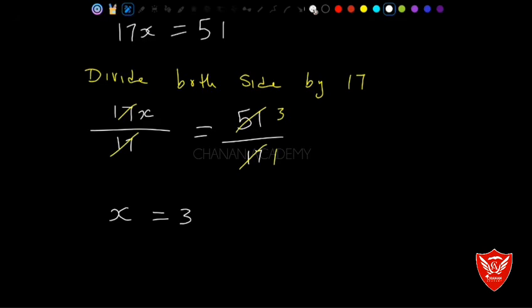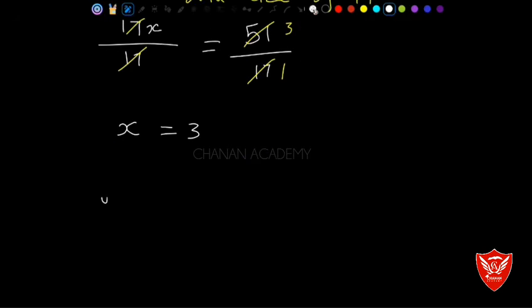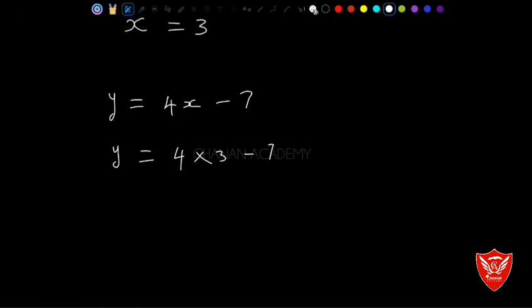Now that we know that our x is equal to 3, we can now substitute x equal 3 into the equation we formed when we made y the subject. So our y was equal to 4x minus 7. So y is equal to 4 multiplied by 3 minus 7. So this becomes y equal to 12 minus 7, and y is equal to 5.